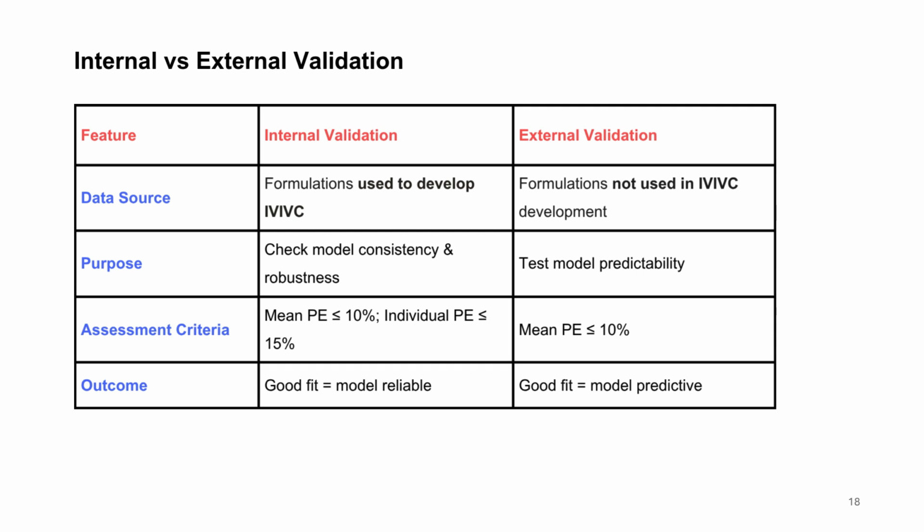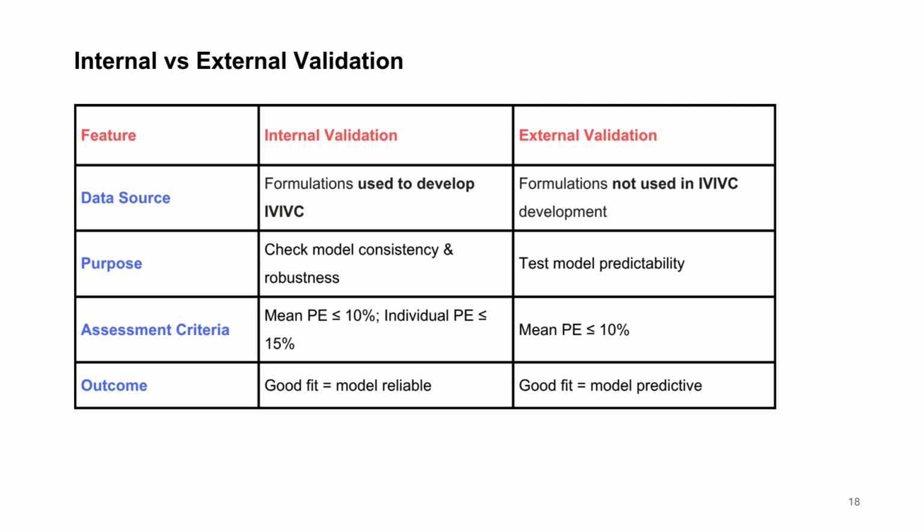Internal validation uses the same formulations that were used to develop the IVIVC. It checks model consistency and robustness, meaning, it checks if the developed IVIVC model can reproduce the data it was built from. The acceptance criteria for internal validation are strict. The mean % prediction error must be 10% or less, and individual formulation prediction errors must be 15% or less.